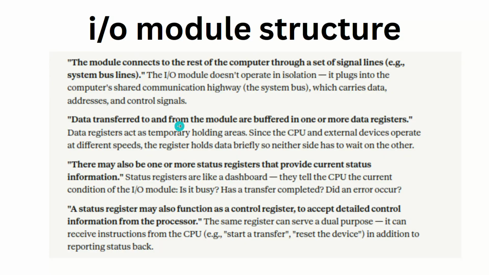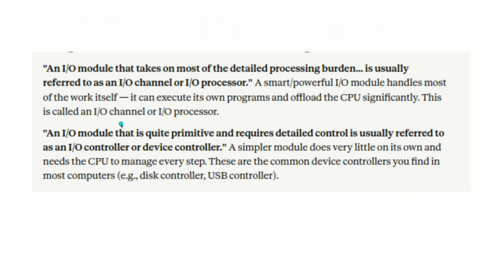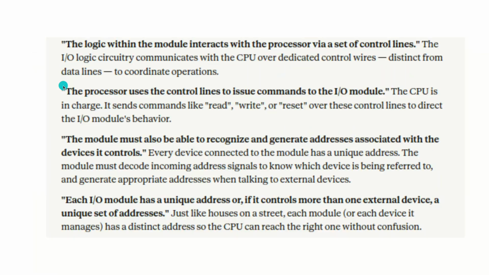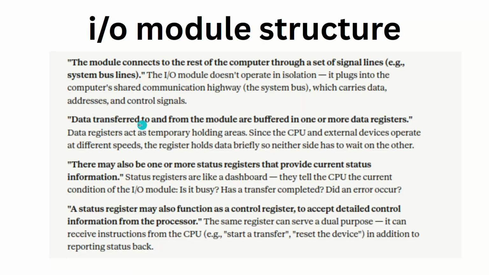The data transferred to and from the module are buffered in one or more data registers. First, let us see the image for better understanding. This is a block diagram, the main structure of our IO module. Here there are data registers and status or control registers. The data going to or coming from the module is buffered in one or more data registers, which means we are temporarily storing this data in the data registers.